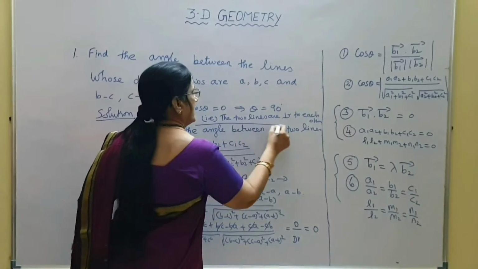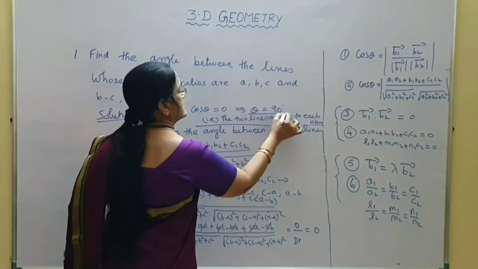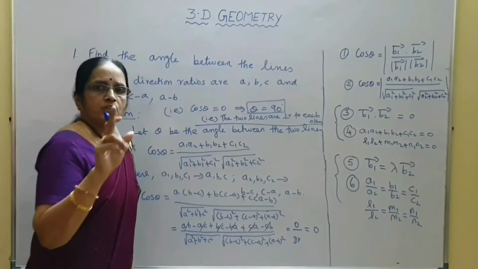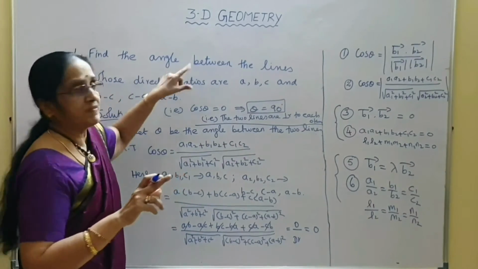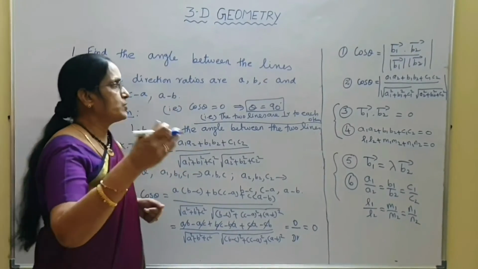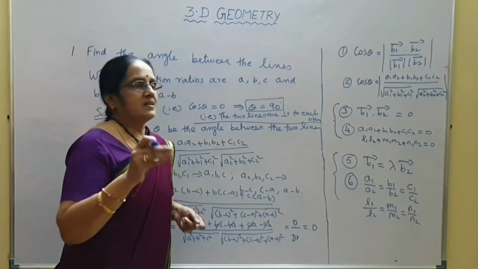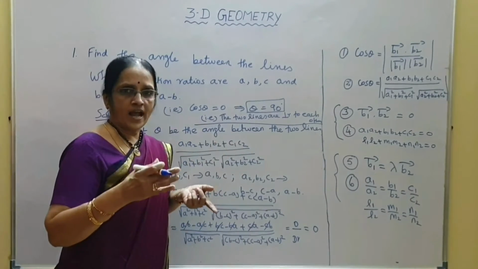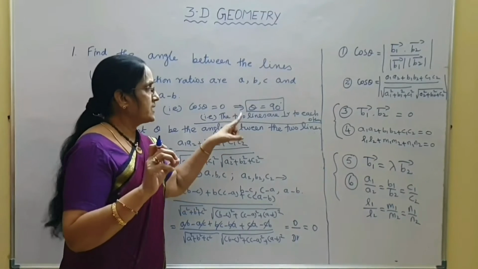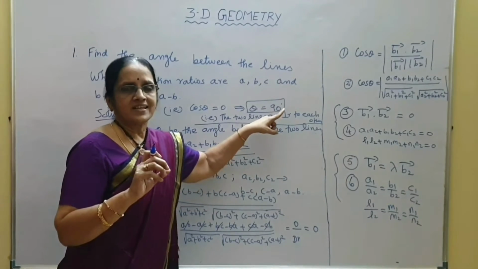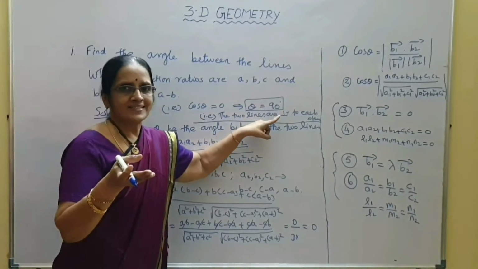But the important point is this. You have been asked to find out the angle between the lines, so you need to answer to the point. Therefore, the angle between the two lines is theta equal to 90 degrees. That is how you will be concluding your answer.